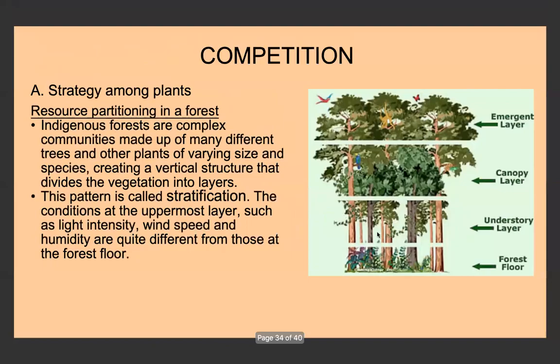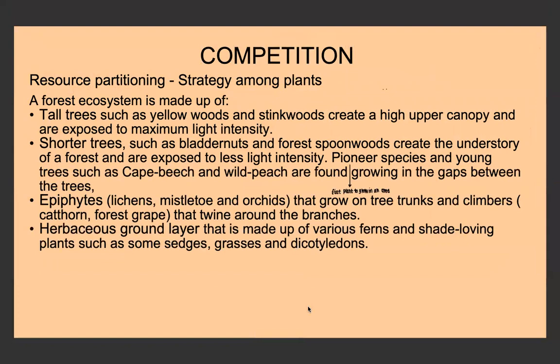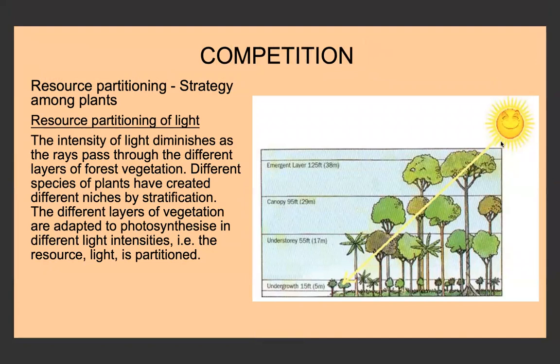They'd usually be in the understory layer. And then there's the herbaceous ground layer, which has things like ferns and shade-loving plants, so plants that don't need so much light intensity, and things like grasses and dicotyledons. So light is obviously partitioned. Light is a very important resource. And light diminishes as the rays pass through the different layers of vegetation in the forest.